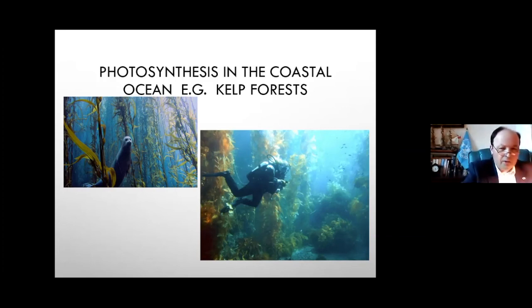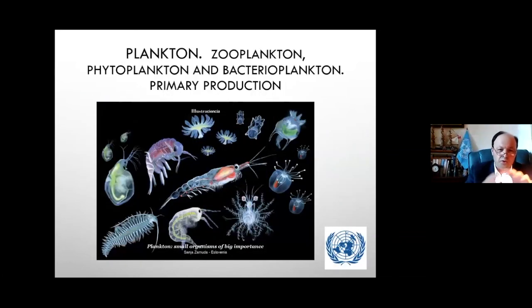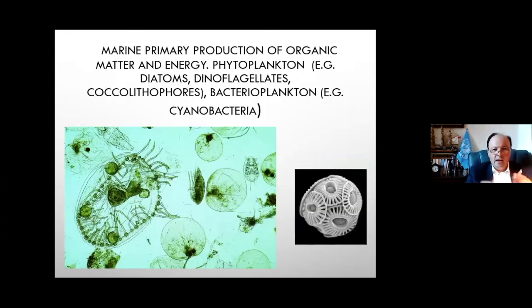So that happens underwater, but there is more. The big producers of photosynthesis in the oceans are tiny little creatures, plankton. There are various types, zooplankton, phytoplankton, and bacterioplankton, but we focus the attention on phytoplankton and bacterioplankton. They're basically algae, unicellular algae. That is a picture of different types of plankton, but we will focus our attention on what is called phytoplankton.